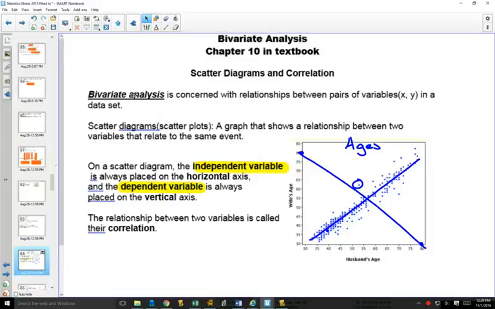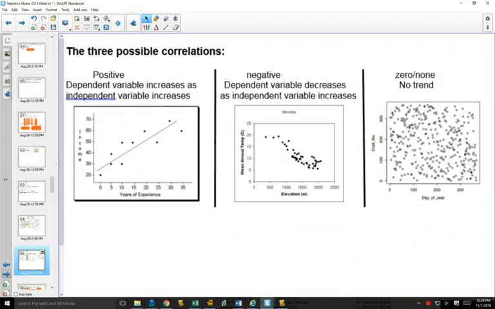And we call that relationship between things a correlation. And sometimes there's a positive correlation and sometimes there's a negative one. This one in particular would be a positive correlation. So here are the three possible ones. Things are either positive, negative, or there's no correlation whatsoever. And within these, we'll talk about strong positive, weak positive, strong negative, weak negative.